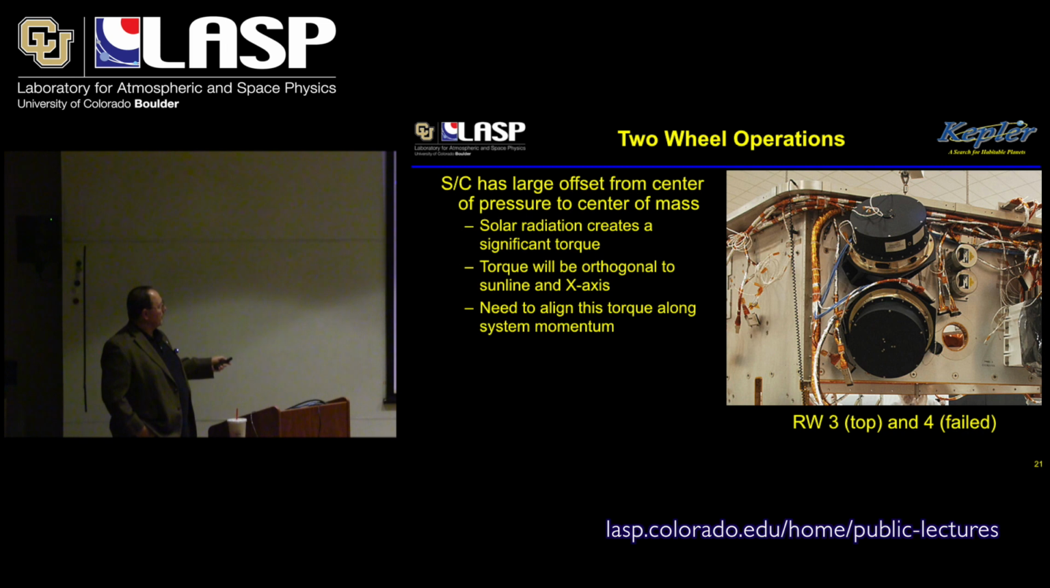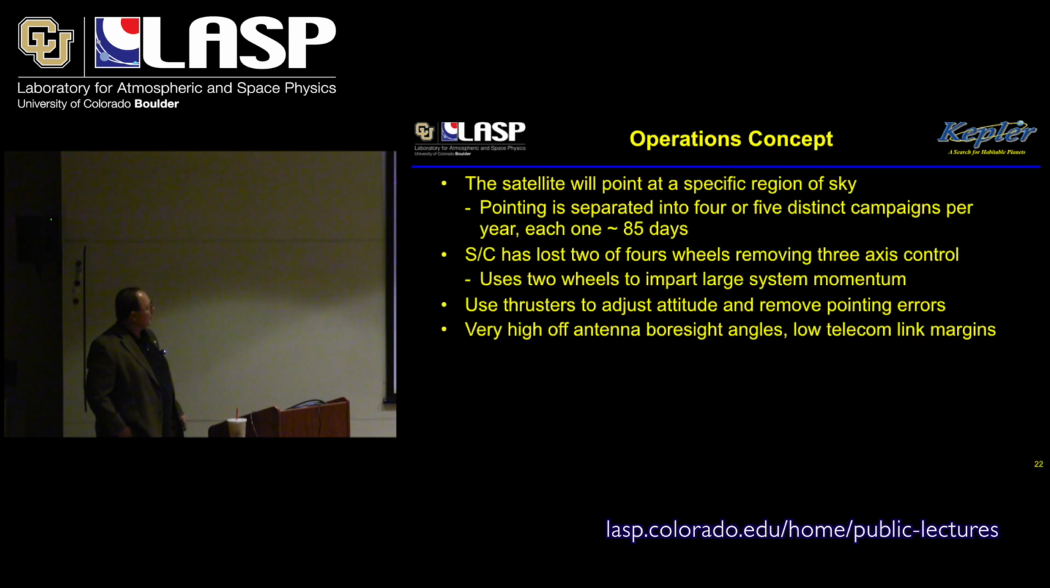So this kind of shows you reaction wheel 3 here on top, reaction wheel 4 on the bottom, and you can kind of see that they are mounted in different orientations so that they can have impact on more than one axis at a time. And then 1 and 2 are just like it on the other side of the spacecraft.